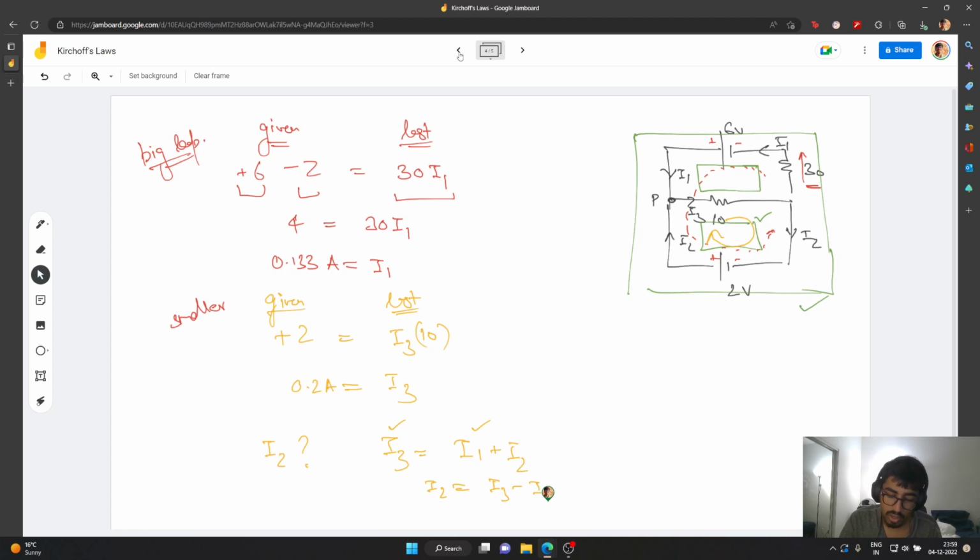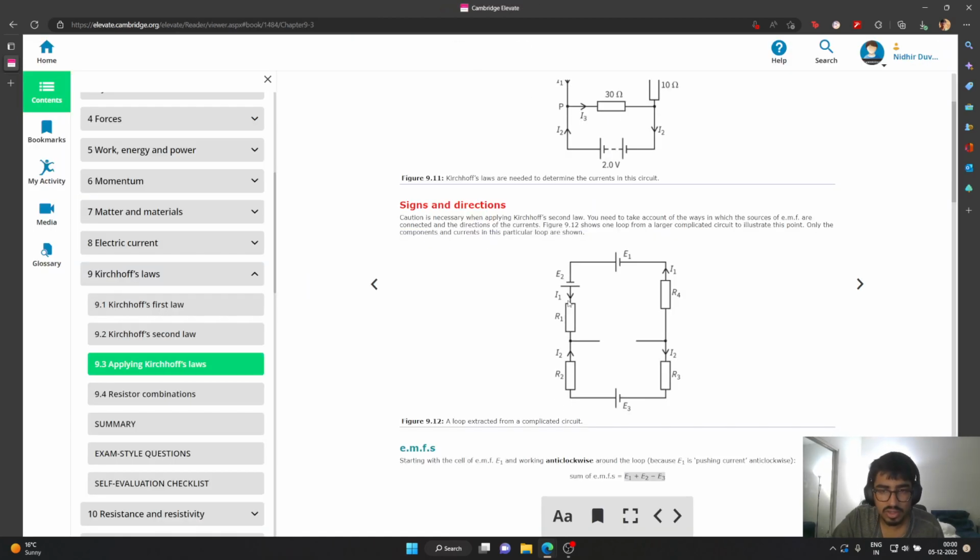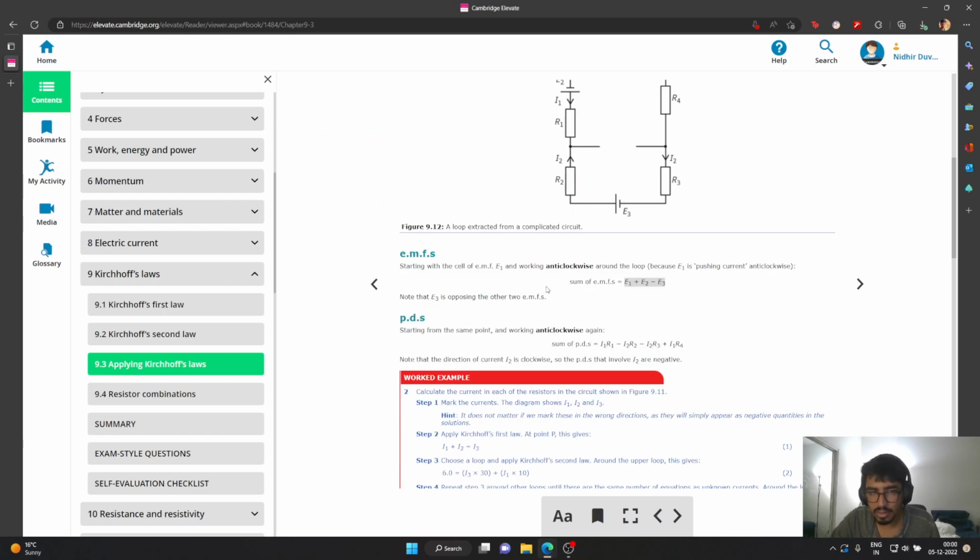I3 was 0.2, and this was 0.33, so it will be, let's see, 86 milliampere. Now we have all the currents that we need. We know how much I1 is giving, how much I2 is giving, how much I3 is combined. We know the potential drops across all of them and we are good. Again, all you require is practice for this chapter. If you don't practice, then it will be a big issue.